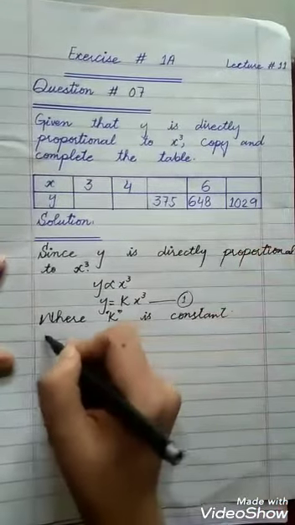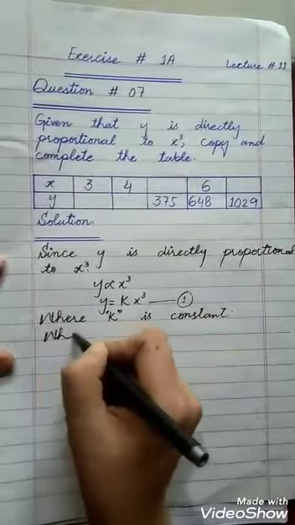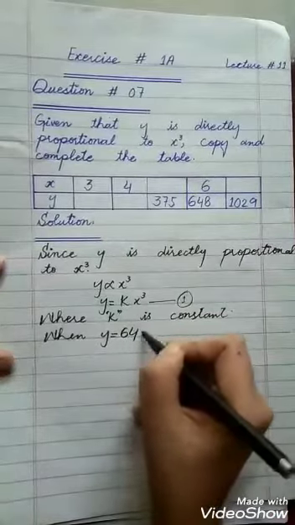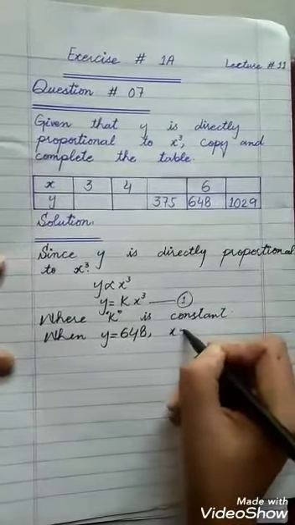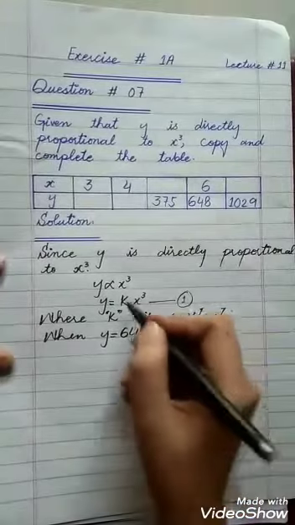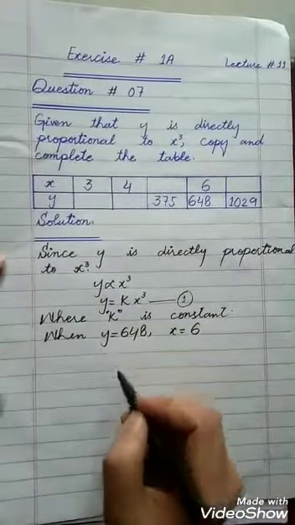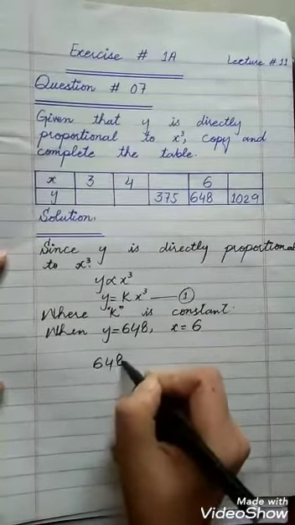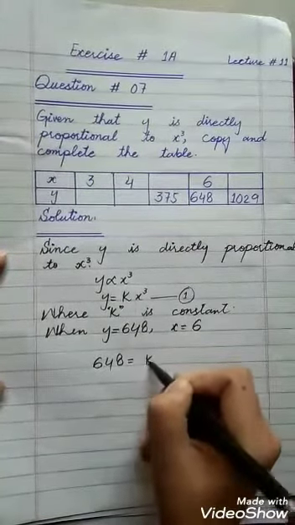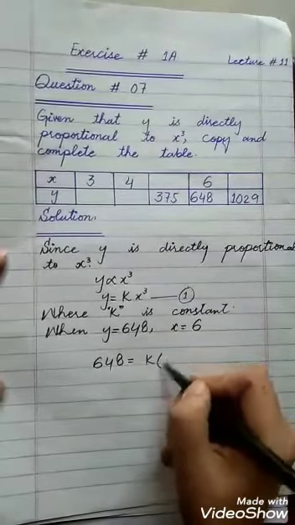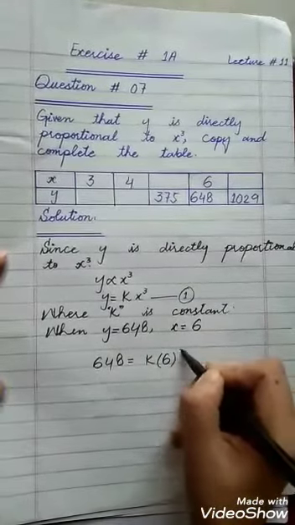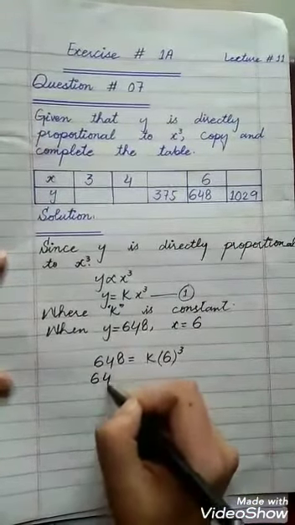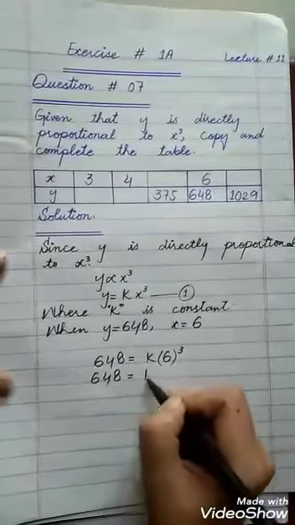Y is 648 when x is equal to 6. So we are going to put these values here. Y is equal to k times x cube, so 648 is equal to k times 6 cube. 648 is equal to k.